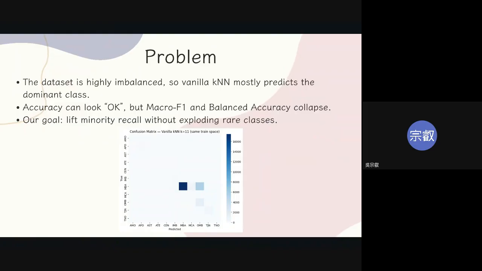Okay, and my part is vanilla KNN because our data set is highly imbalanced. So vanilla KNN ends up predicting the dominant class most of the time. That makes raw accuracy look okay, but macro F1 and balanced accuracy collapse. Our goal is to raise minority class recall without blowing up rare classes, so the overall macro F1 and balanced accuracy improve in a stable, trustworthy way. Next page.